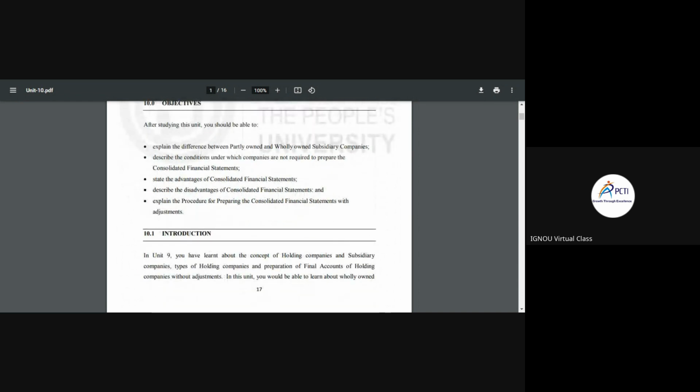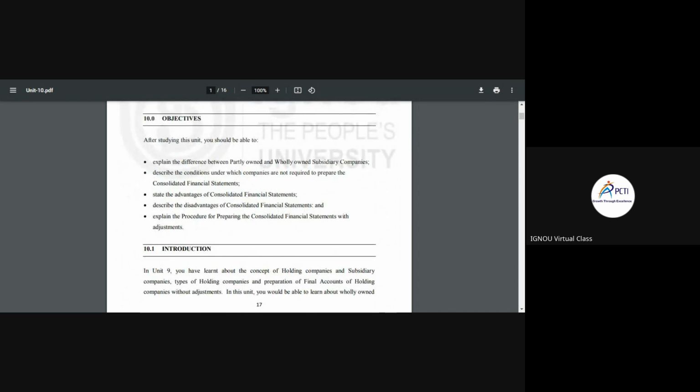So, if I talk about the objectives of this particular unit, this unit explains the difference between partly owned and wholly owned subsidiary companies. Then it also describes the conditions under which companies are not required to prepare consolidated financial statements. Then it tells us about the advantages and disadvantages of consolidated financial statements, and also explains the procedure for preparing the consolidated financial statement with all the adjustments.